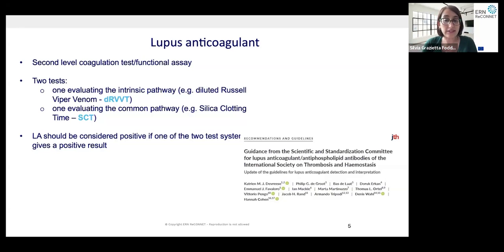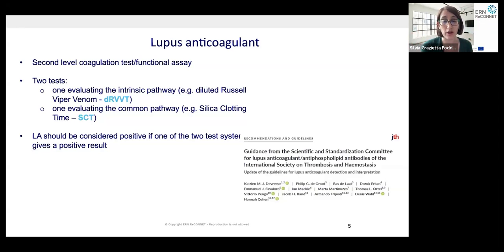How is this type of testing run? This type of testing necessitates two types of tests that are run at the same time. So two different methodologies through which I'm going to approach the coagulation cascade in a different way, okay? So I'm going to use two different types of tests. The first one is called the dRVVT, so diluted Russell's viper venom time. And the second one is SCT, so silica clotting time.